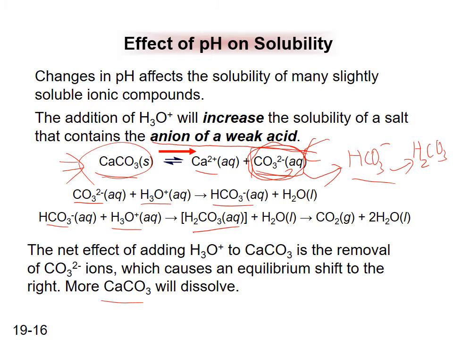Now compare with the common ion effect. The common ion effect adds product. The common ion is the product. So when you add the product, the reaction goes to the left side and decreases the solubility. On the other hand, adding hydronium ion removes the product and increases the solubility.